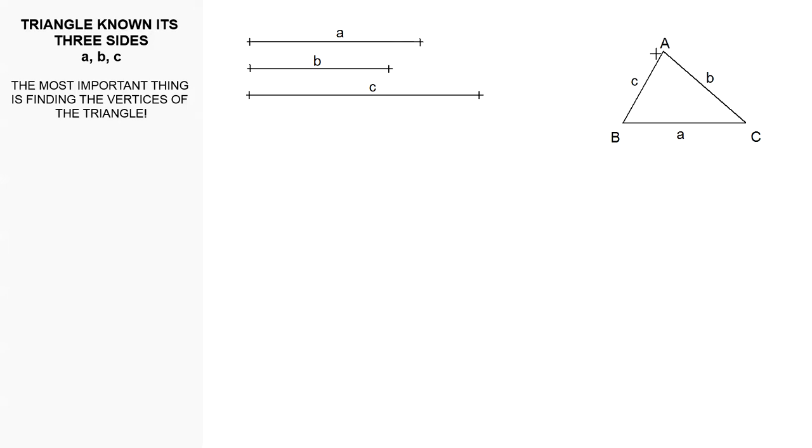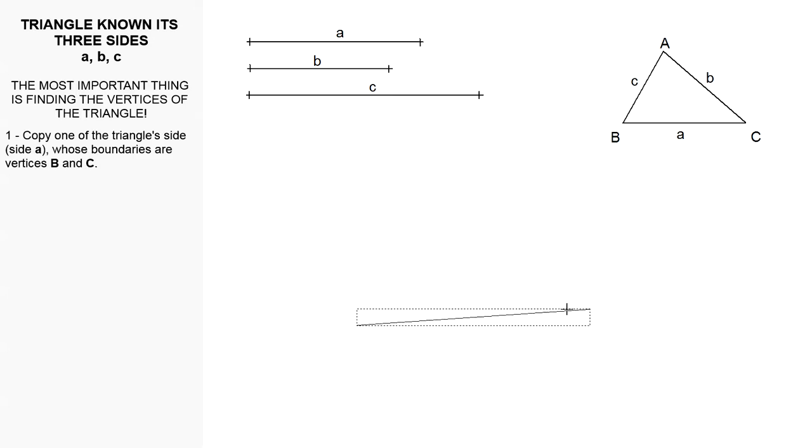If using point C as center, we draw an arc whose radius is side B, and using point B as center, we draw an arc whose radius is side C, the point where both arcs meet will be this distance B from point C and this distance C from point B, so we will have the necessary data to draw the triangle.